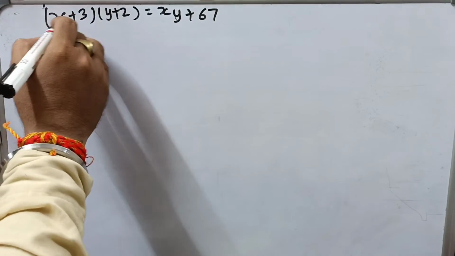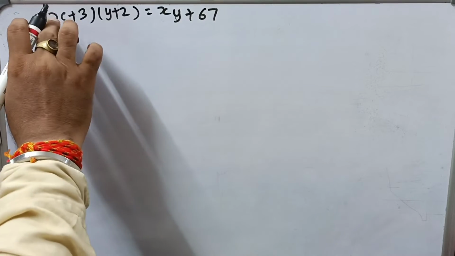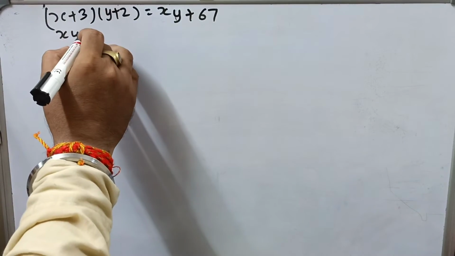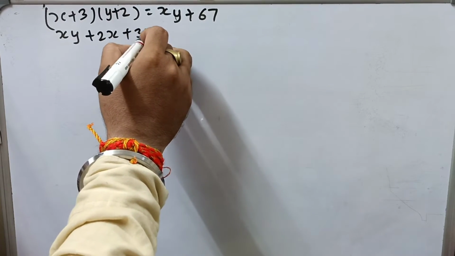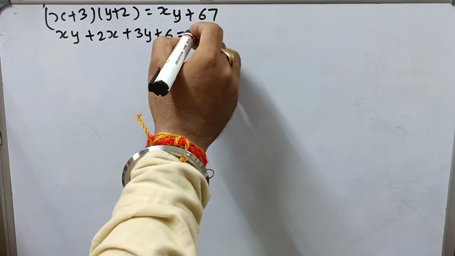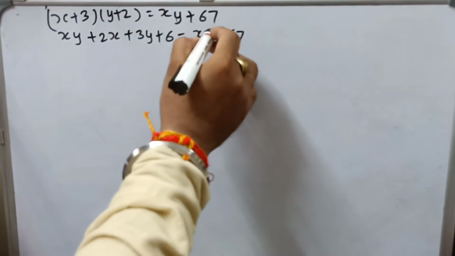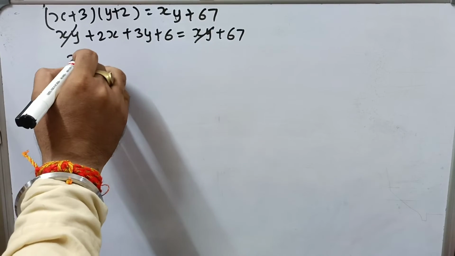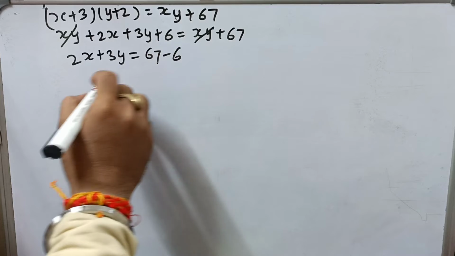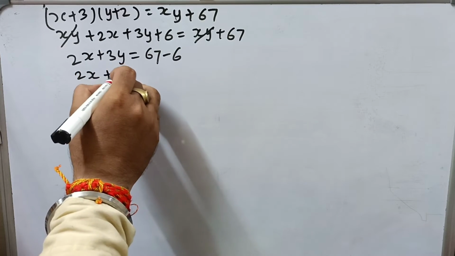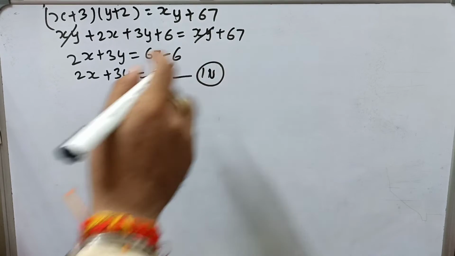So how can we expand? x multiplied by y becomes xy, x multiplied by 2 becomes 2x, 3 multiplied by y becomes 3y, plus 6, is equal to xy + 67. Now xy gets cancelled. 2x + 3y = 67 - 6. So 2x + 3y = 61. Now this is equation number 4.